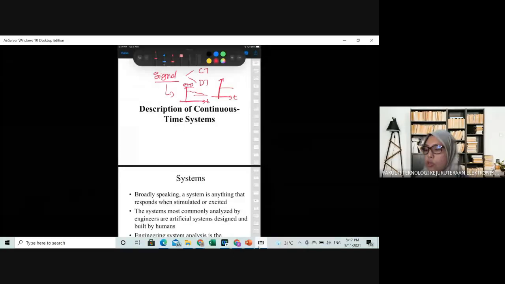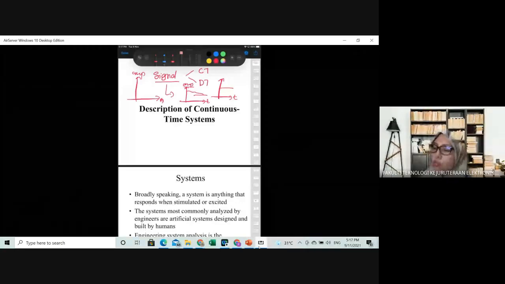So we plot it on a graph, the amplitude versus time t, or for discrete signals, the amplitude versus n. We have seen that.